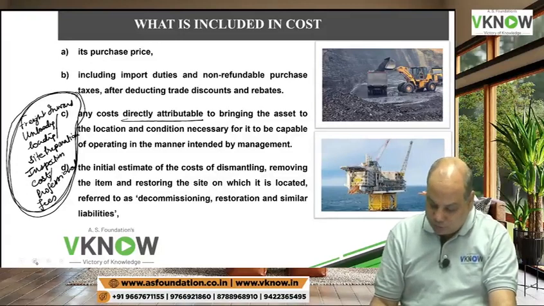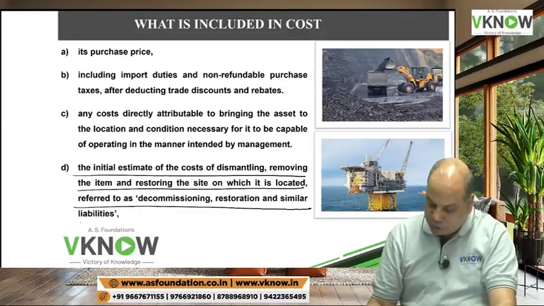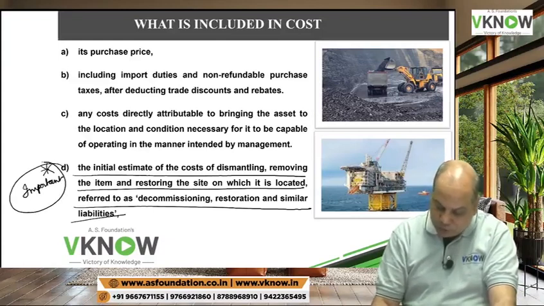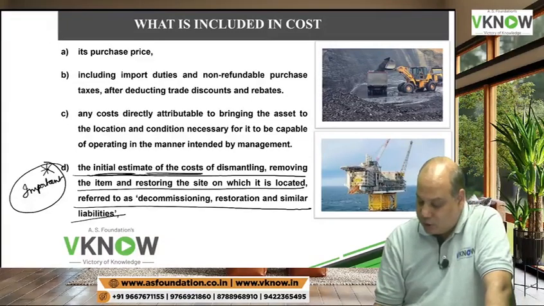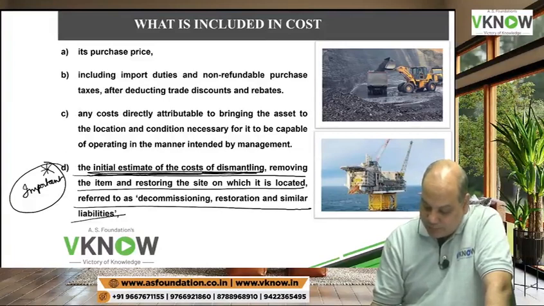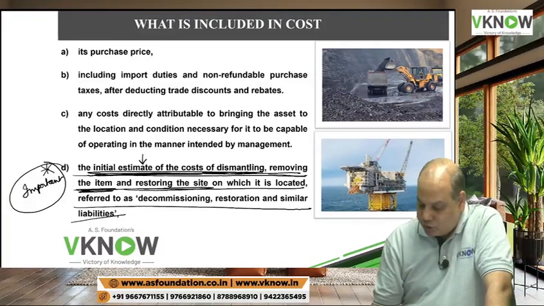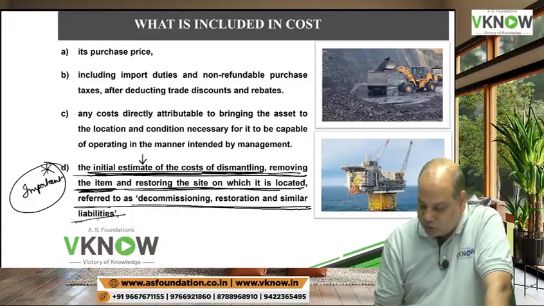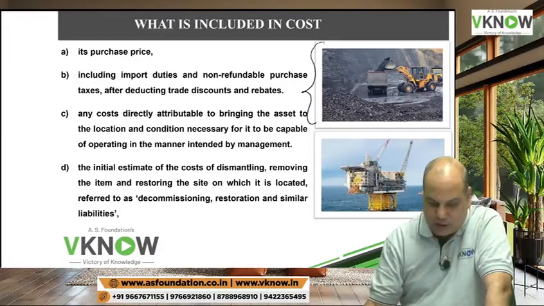Next point, which is very important, on that we will take a small question also, not printed in your book, and then a long question later. Small question, big question on this. What is that? Initial estimate of the cost of dismantling. This is based on estimate. Cost of dismantling, removing the item and restoring the site on which it is located, which is technically called decommissioning, restoration and similar liabilities. Now see this diagram or these photos on the right side.